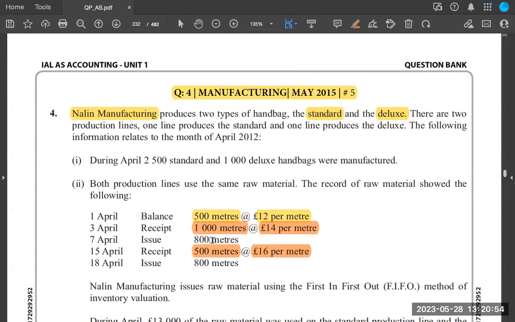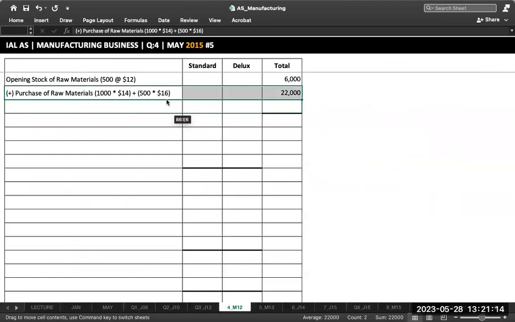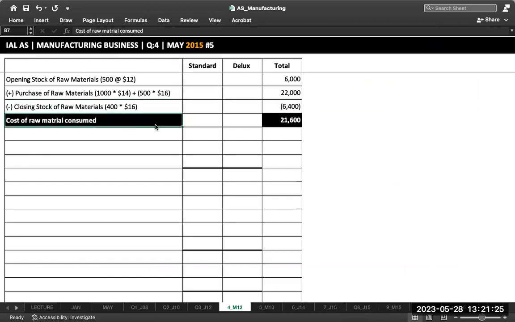800 inventory will go under FIFO, which goes first? This 500 will go. Another 300 will go from where? From here. Then what remains is 700. Next, when 800 goes, this 300 will go, this 700 will go, and from here 100 will go. So finally we have 400 stock, each at 16. That gives you raw material consumed.